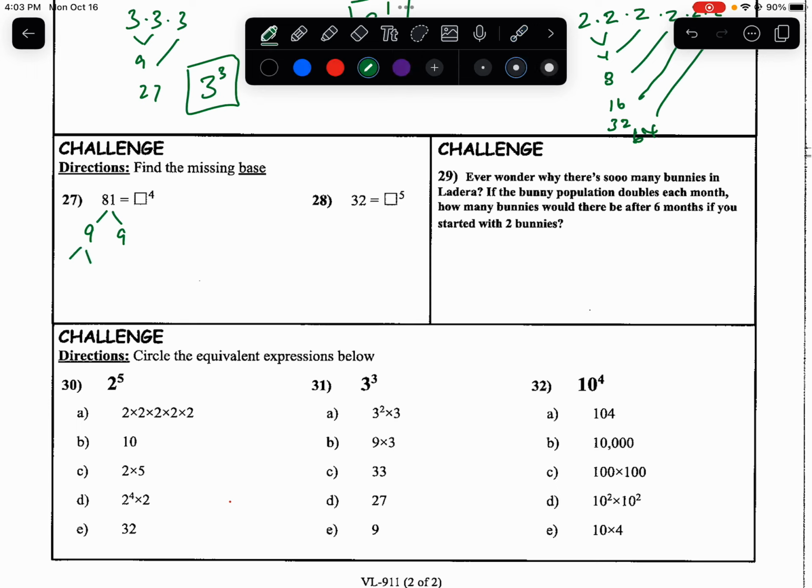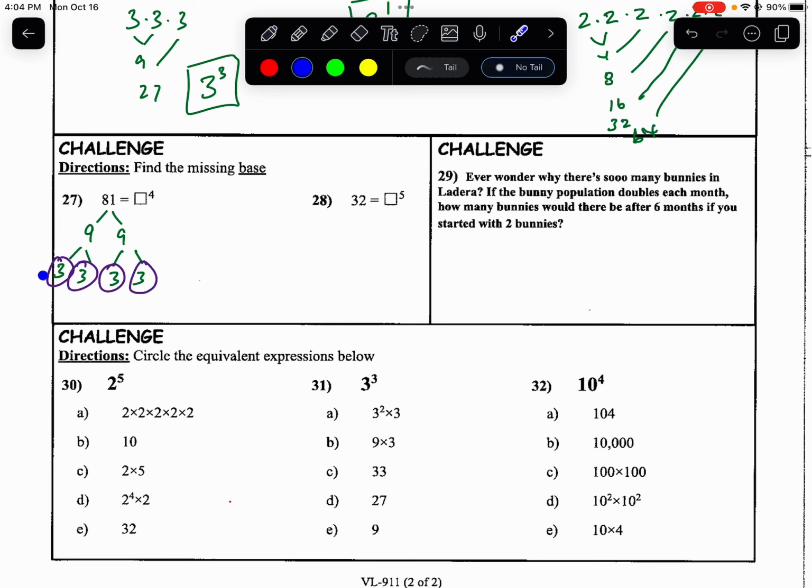Well, let's break down 9. 3 times 3 equals 9, and this is also 3 times 3. So at the bottom of my factor tree, or my Math Mountain, I have 3 times 3 times 3 times 3.